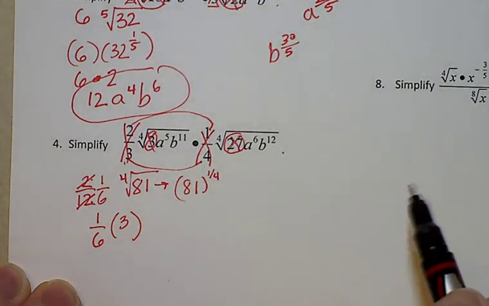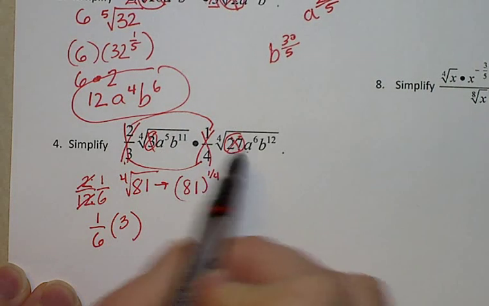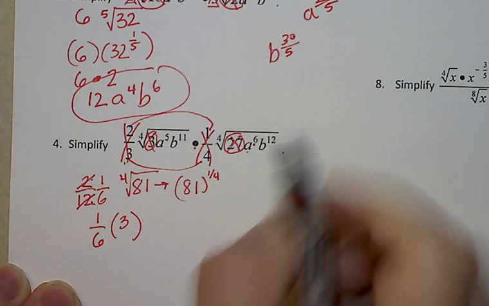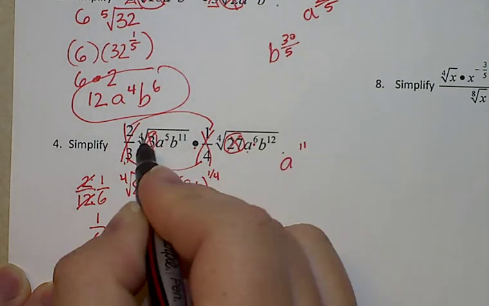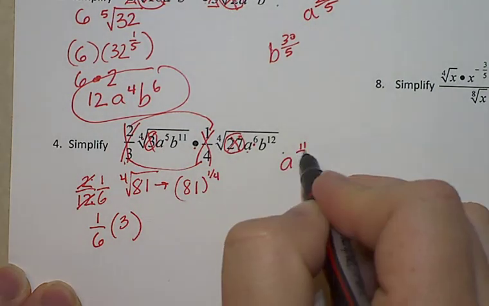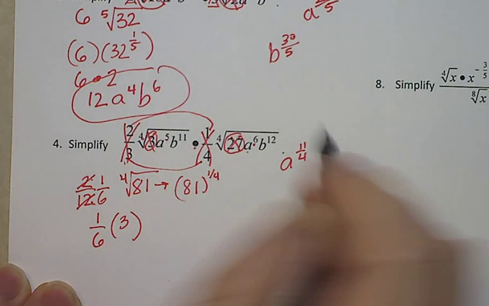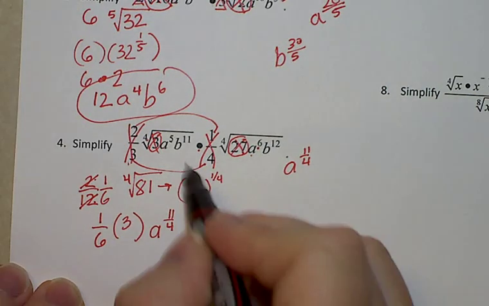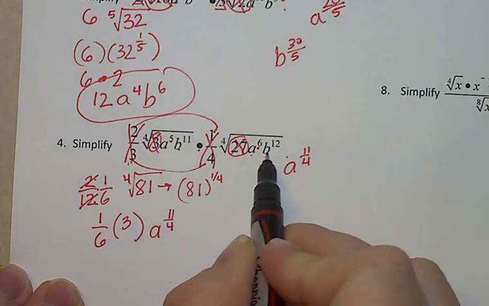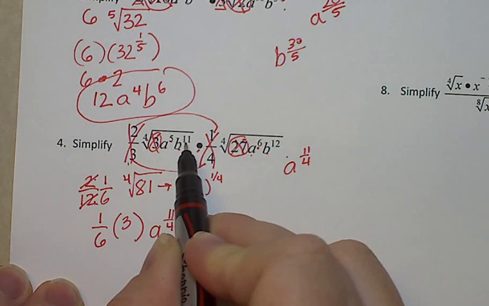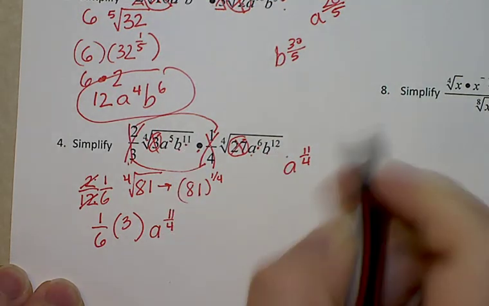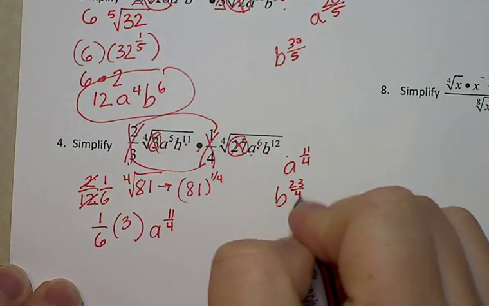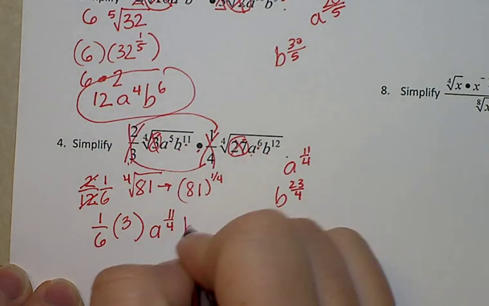Now we're going to look at the variables. Same base and multiplying. 5 plus 6 is 11. Now underneath it, I'm going to put the nth root of 4. 11 over 4 does not reduce. Moving on to the b's. Both have a b and I'm multiplying, so I add the exponents. 11 plus 12 is 23. Underneath, I put the nth root of 4. 23 over 4 does not reduce.